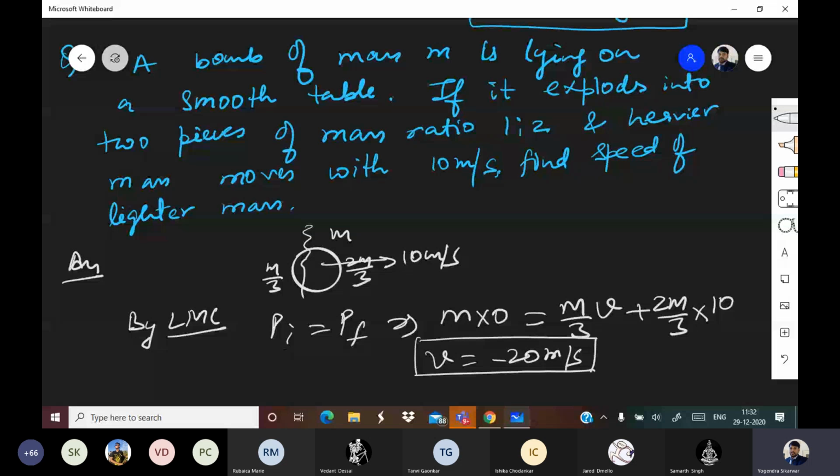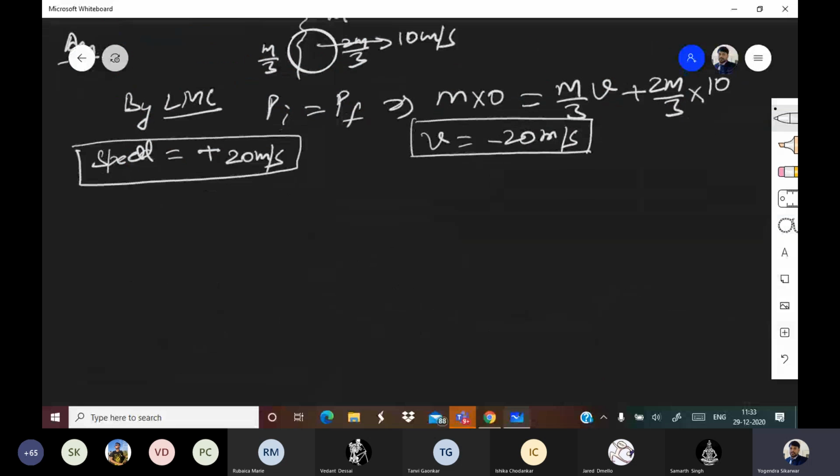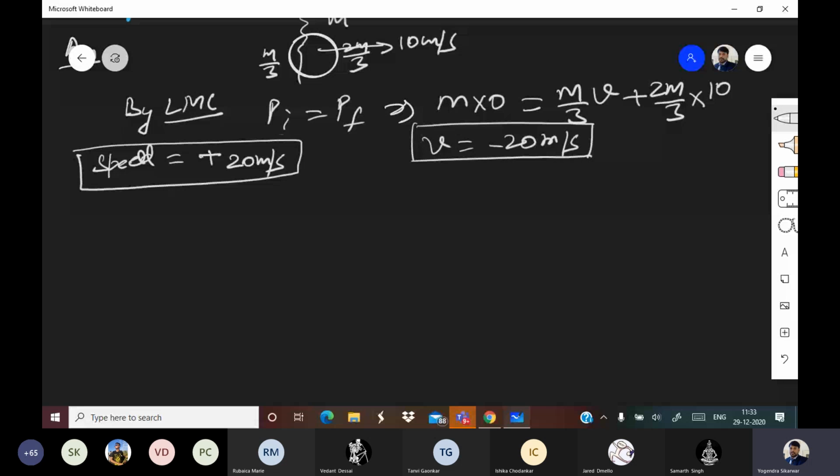Only that. But in the question we were supposed to find speed. So the answer is 20. So speed will be plus 20 meters per second. Speed will be plus 20 meters per second. All right. Good that all of you have given the correct answer. Next question.